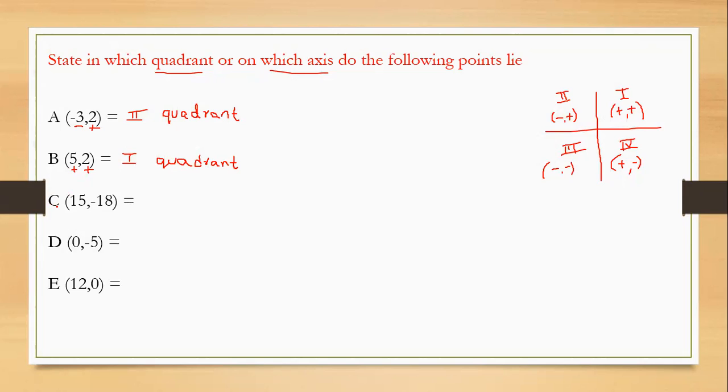Now, the next point is point C, and the coordinates are (15, -18). So the first coordinate is a positive number, that is plus, and the second one is a negative number, that is minus. So we got the signs plus and minus. Which quadrant has the first sign as plus and the second as minus? It is the fourth quadrant, right? Plus and minus. So here we will write fourth quadrant. Or you can write quadrant 4. Like that also you can write it.